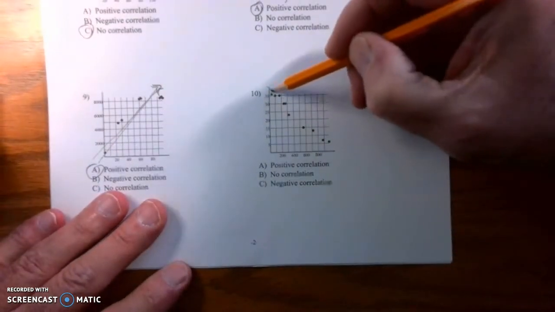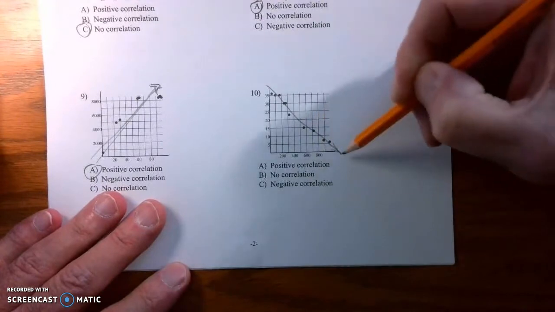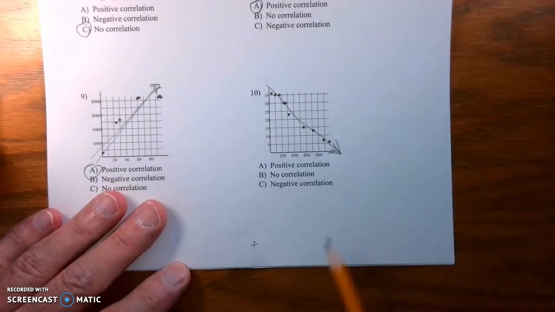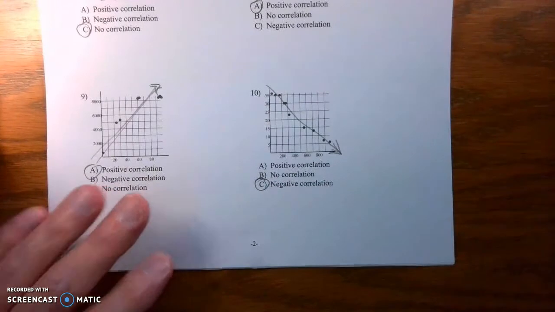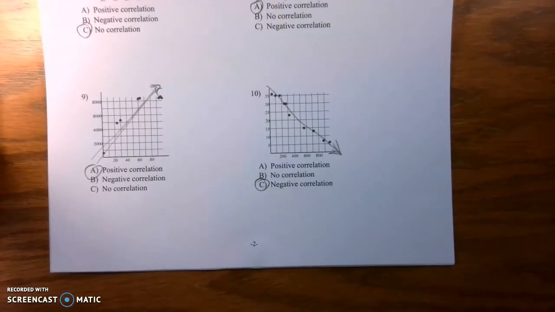All right, last one. Pretty obvious. It's coming down, something like that. So it's negative. That's all you have to do with those, okay?